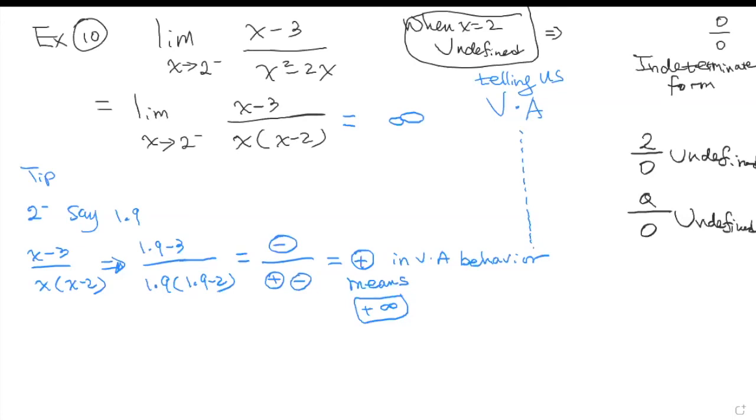Okay, let me erase. So if they ask us x approaching 2 from the right, then we can say 2.1 and substitute, and then we do sign analysis, okay? So just positive or negative. Negative means it goes to negative infinity, all right?